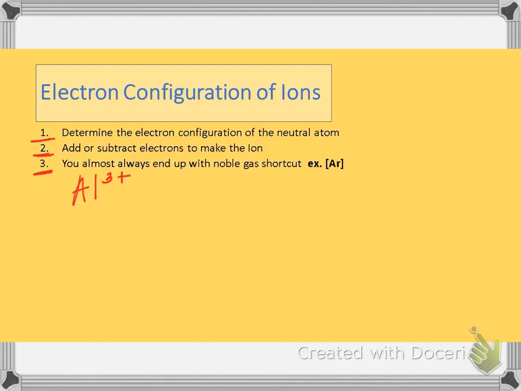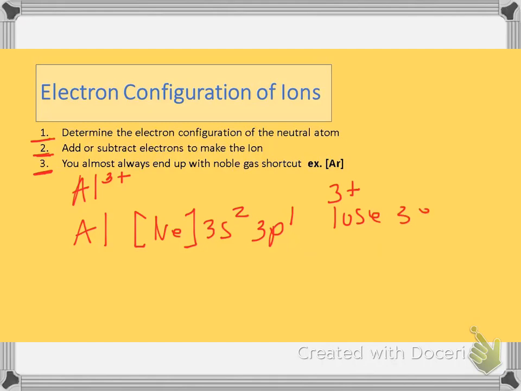Alright, so let's take a look at aluminum 3+. Aluminum is the same as neon with 3s2 and 3p1. If I have a 3+, that means I have lost 3 electrons. So if I lose 3 electrons, those are the 3 I'm going to lose, and I end up with just a configuration of neon, which is really why aluminum loses 3 electrons, to become more stable and to become most like a noble gas configuration with 8 electrons in the outer shell. And the closest noble gas to aluminum is neon.